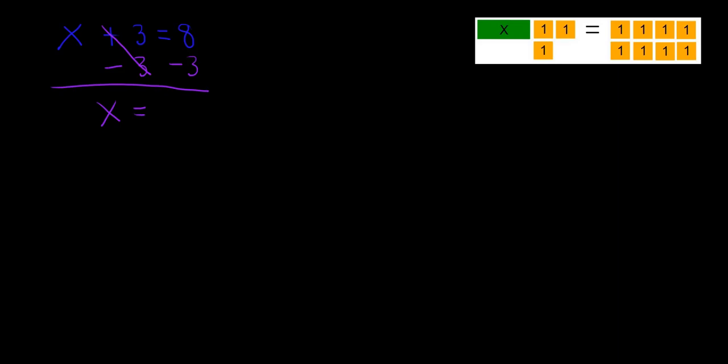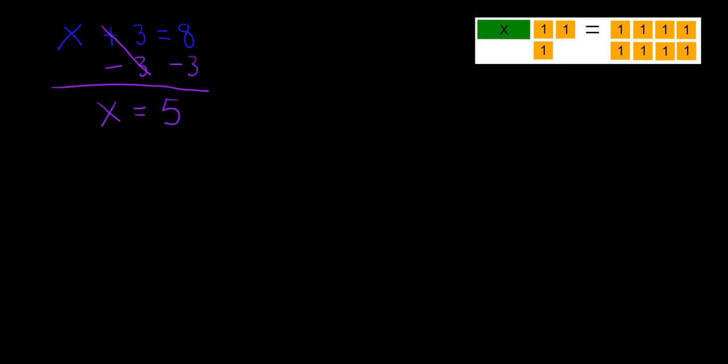Now, once again, this is algebra. Things have to be balanced. So because I minus 3 on this side, I have to minus 3 on this side of the equation. So I'm going to take away 3 from 8. So 8 minus 3 is going to be equal to 5. Now, x has to be 5.